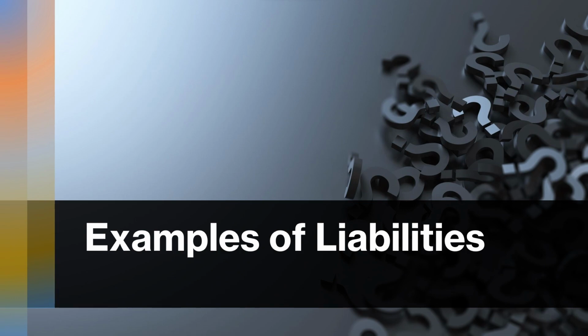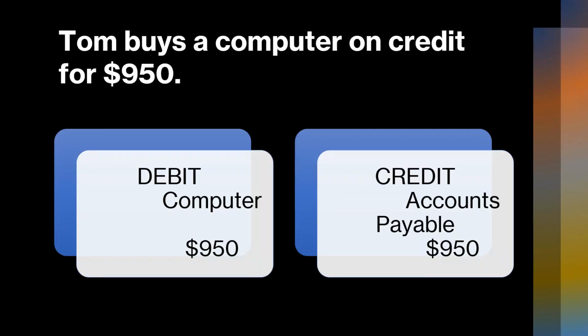In this final segment, I'm going to share a few practical examples of business liabilities and how they will be recorded in the books of accounts in the light of the debits and credits principles of double entry bookkeeping. When Tom buys a computer on credit for $950, this transaction will affect two accounts, the computer account, that is an asset, and the accounts payable account, that is a liability account.